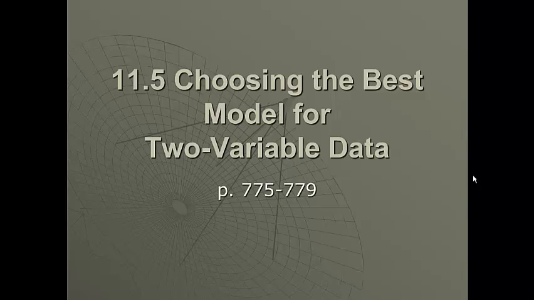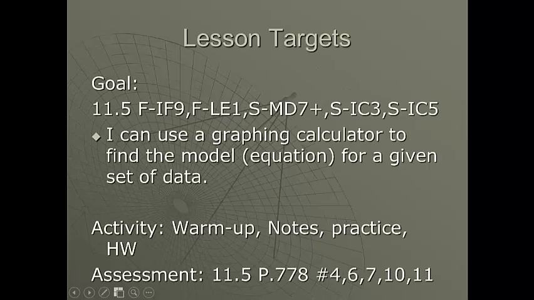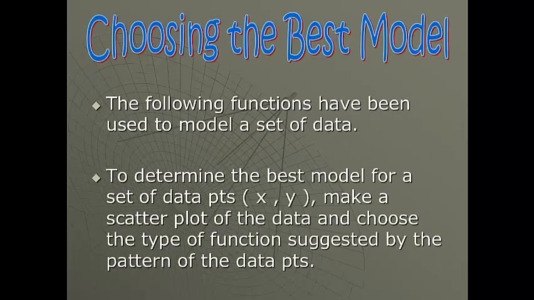So today we are going to learn about choosing the best model for two variable data. It's our chapter 11, last section, which is section 5, page 775 to 779. Our lesson targets: I can use a graphing calculator to find a model equation for a given set of data. So, choosing the best model.